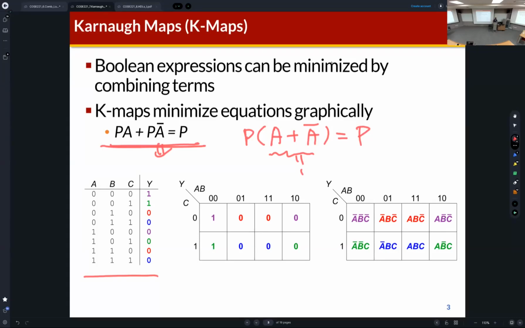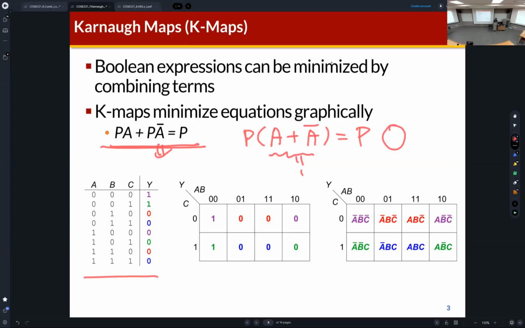If minterms include the same components with A and the same components with A bar, then we can combine these two terms into the common terms, because we can eliminate the A and A bar. The Karnaugh Map exploits this property, this theorem, to optimize the Boolean equation.